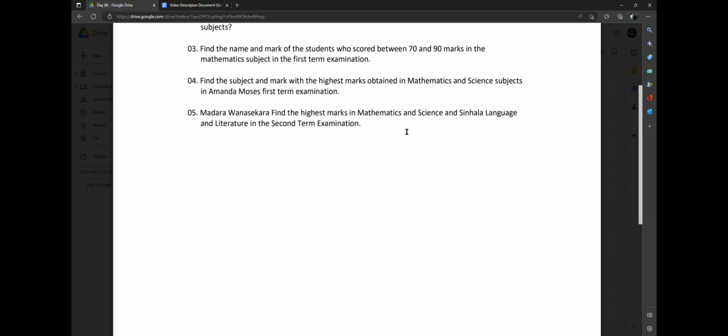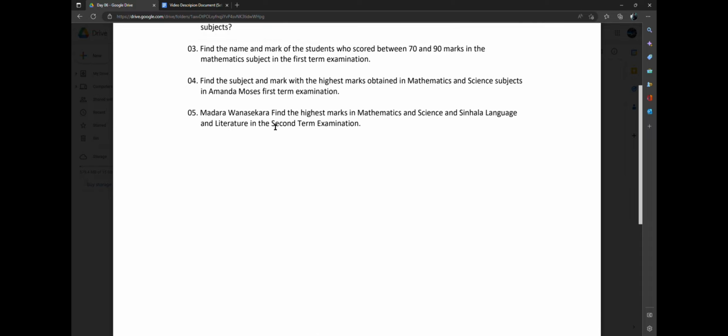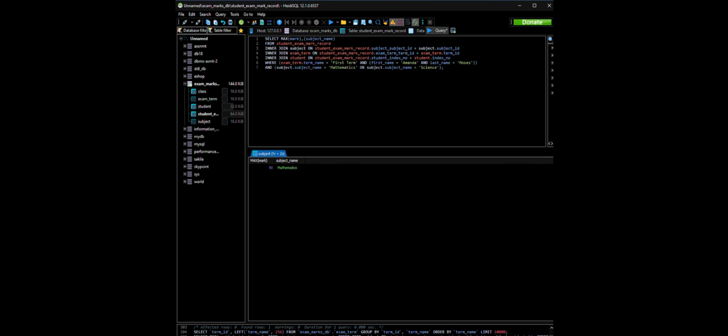And our final question, Madara Vanasekara: find the highest marks in mathematics and science and Sinhala language and literature. Basically it means all the subjects, so we don't need to include that in the second term examination. Alright, so let's answer this final question in our SQL. For our final question, we need to find the highest max mark only. So just this bit. And there is no special subject which we are talking about because they mentioned all three subjects. So we can remove this as well and narrow it down to one.